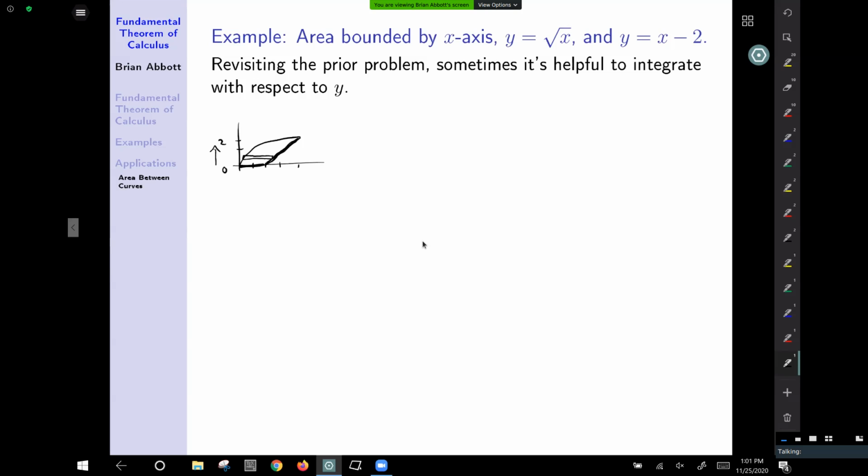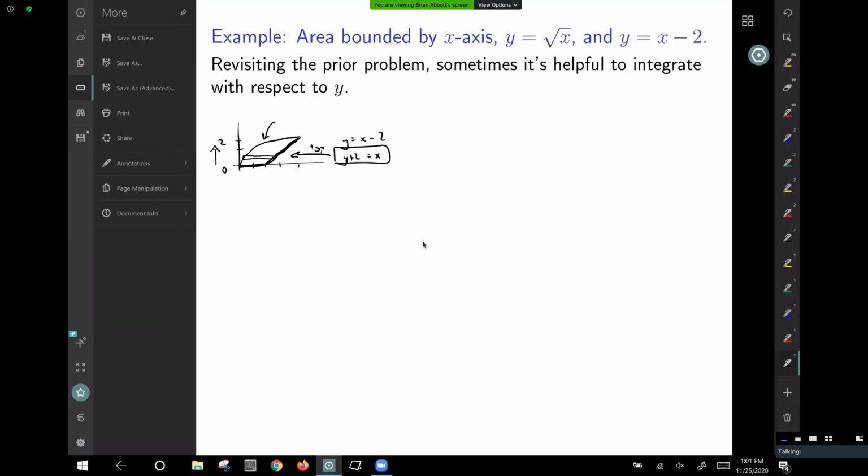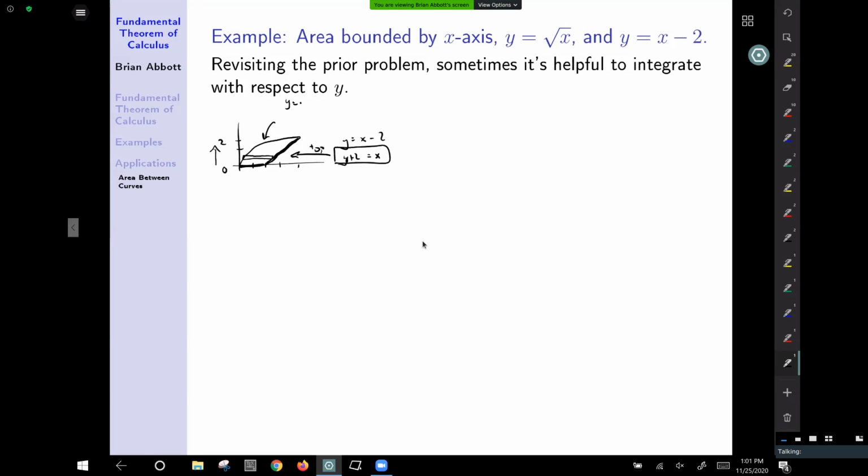Traveling from 0 to 2, well, what are our top and bottoms going to be? Well, what used to be our top was our line, y equals x minus 2, can easily be solved for x to be x equals y plus 2, and that is our top expression. Okay, so what is our bottom expression going to be? It used to be y equals square root of x. So squaring that on both sides would give you x equals y squared.